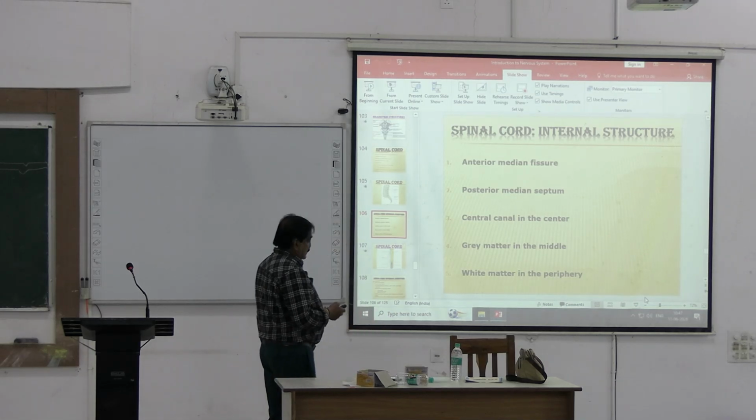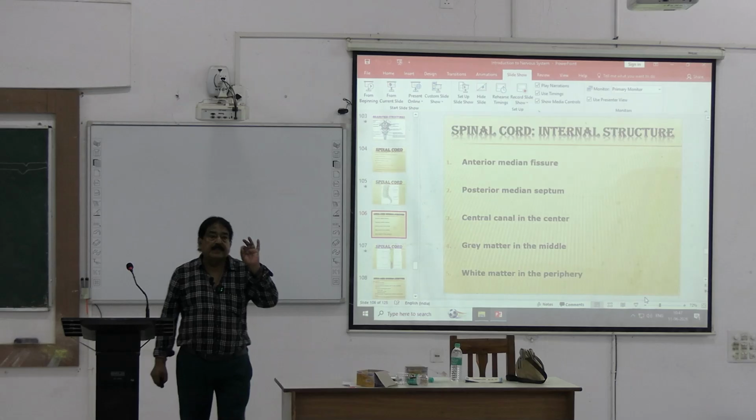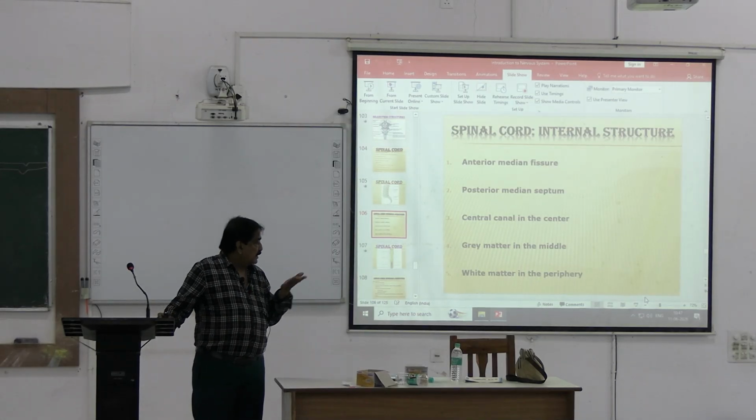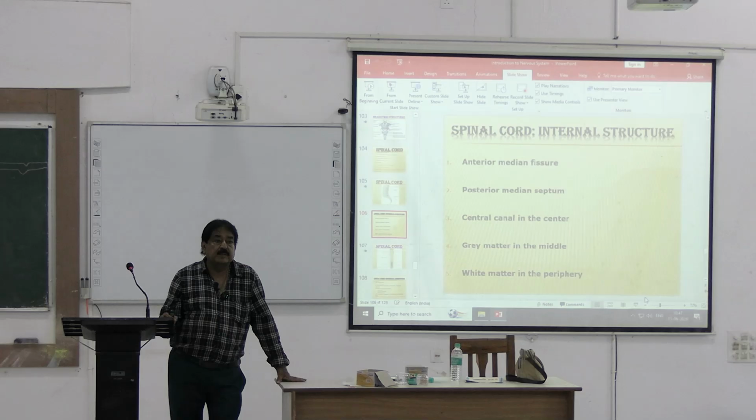Spinal cord internal structure: anterior median fissure, posterior median septum, central canal in the center, grey matter in the middle, white matter in the periphery. Please, Avinash, we have a spinal cord section in histology. You please look into it. It becomes easier for you to study the descriptive part of the spinal cord. When you are describing, then add the histology.